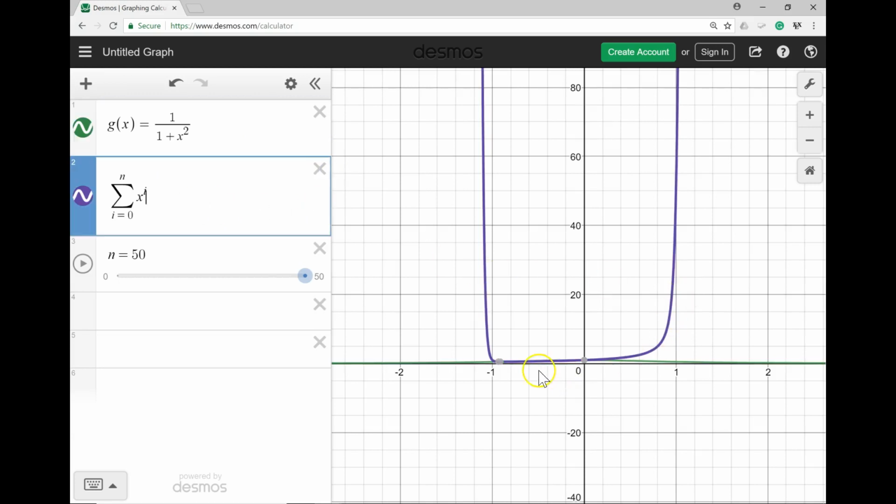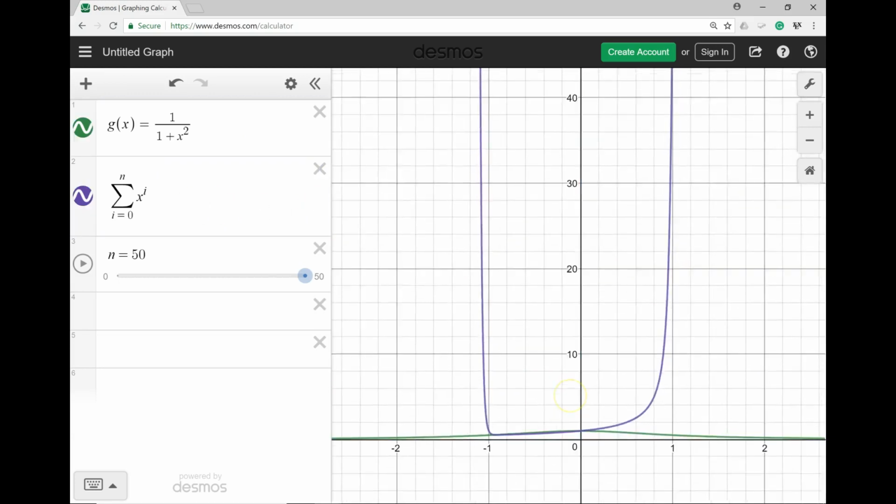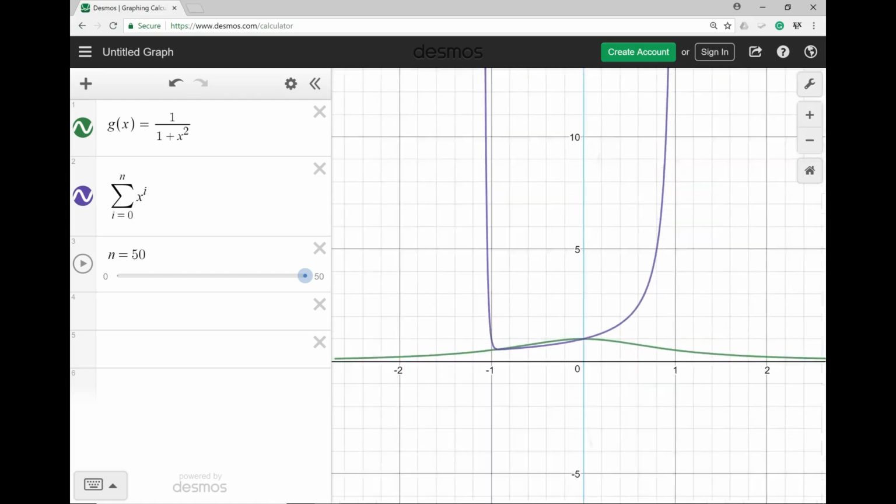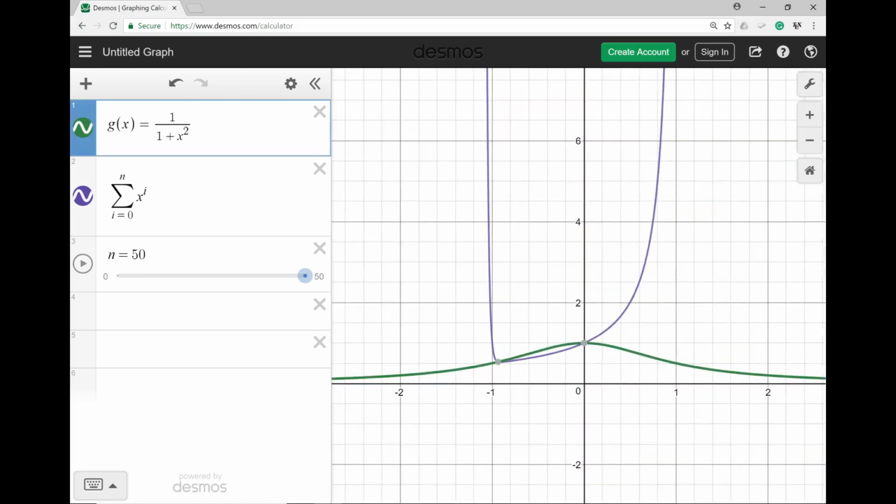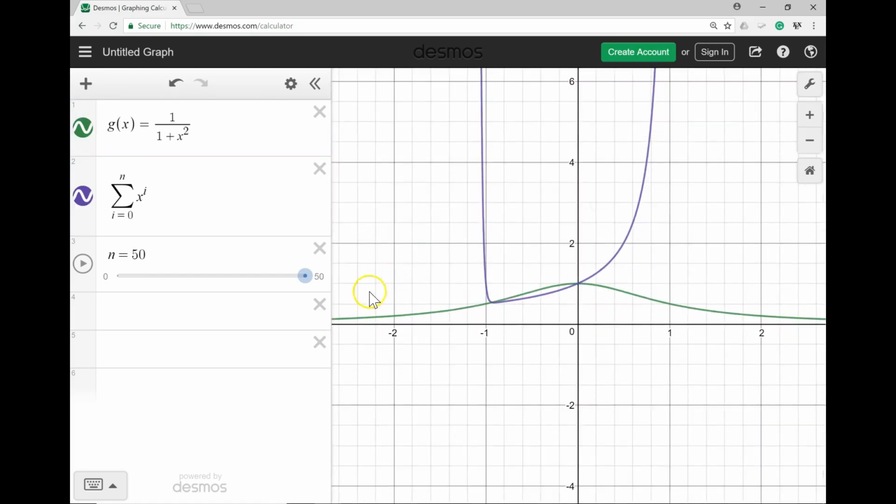So notice that, and I'm going to zoom in a little bit here. Notice that what I have is 1 over 1 plus x squared. I changed that function. I have not changed the power series representation yet. Notice that this current purple power series representation is not good for 1 over 1 plus x squared. And that's because it's the power series representation for 1 over 1 minus x, right?